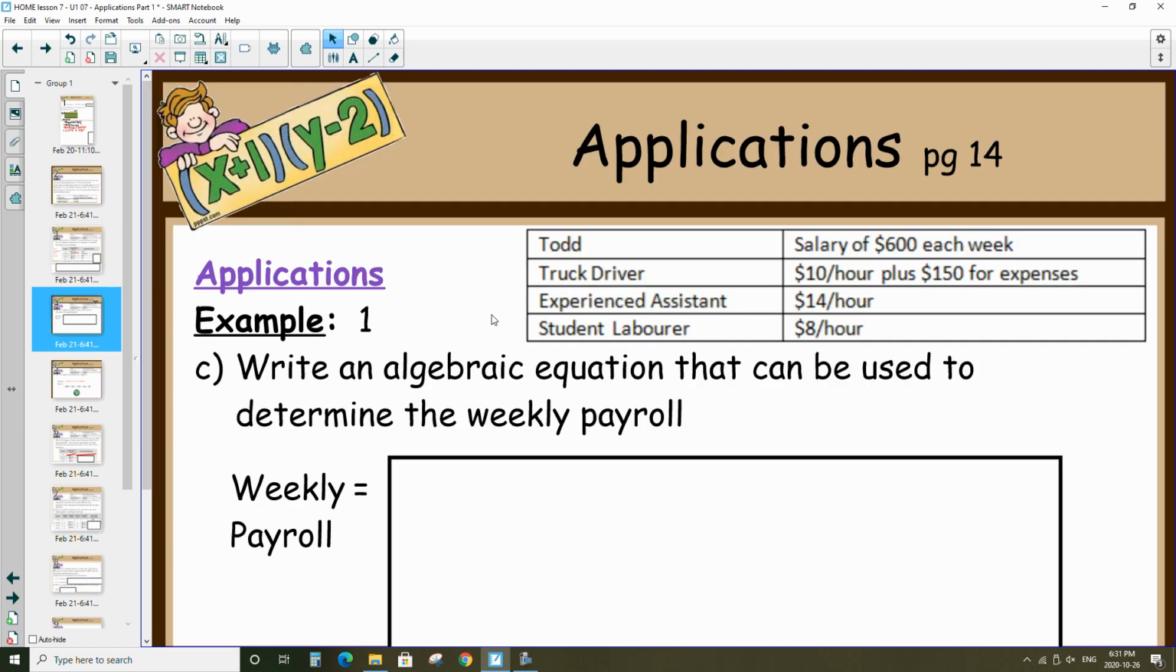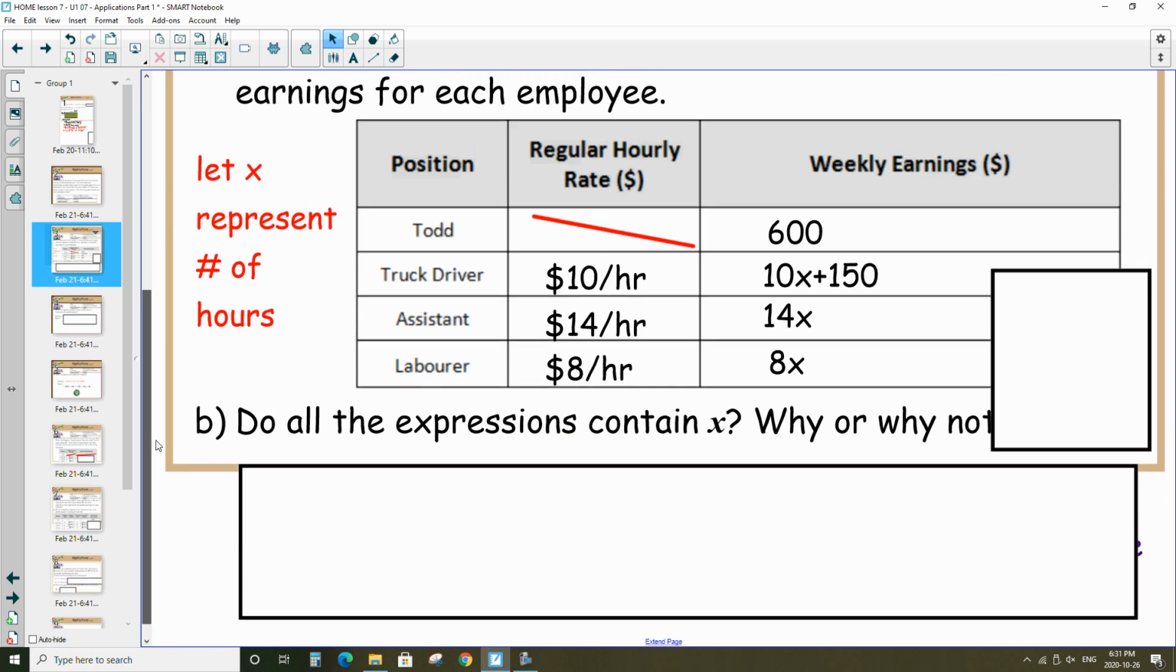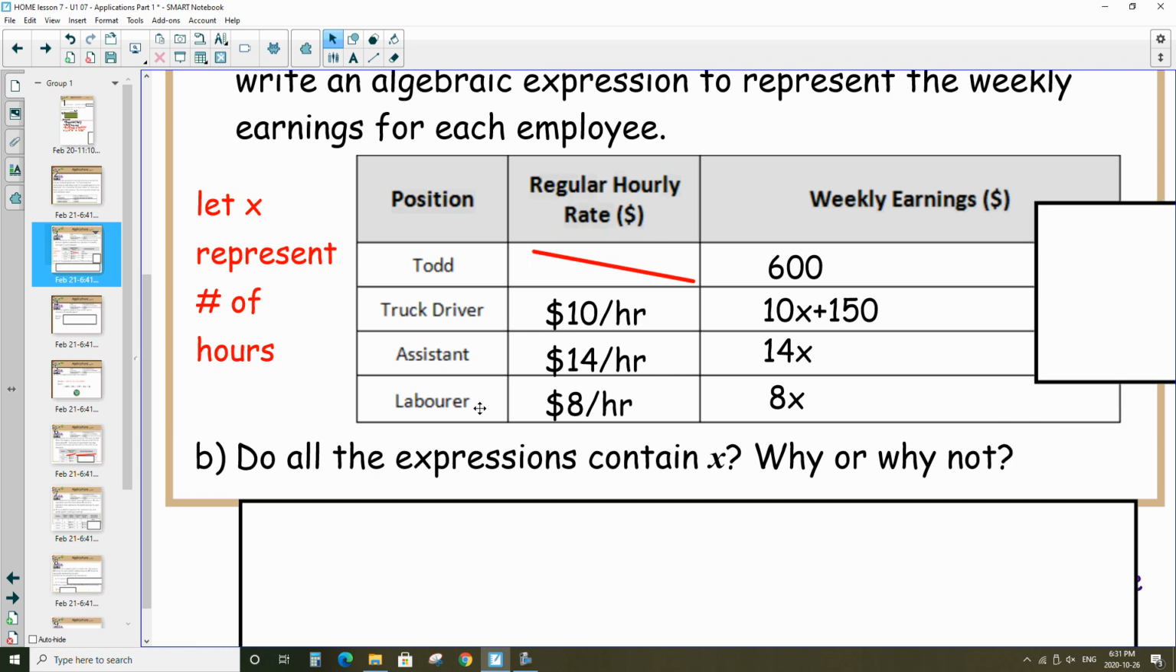Write an algebraic equation that can be used to determine the weekly payroll. Okay, so we've got our algebraic expressions for each of the assistants. And I just realized we skipped over B part.